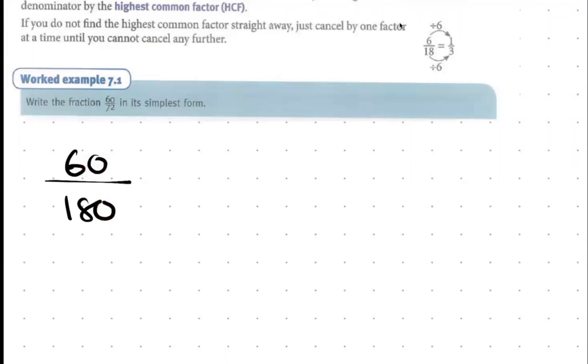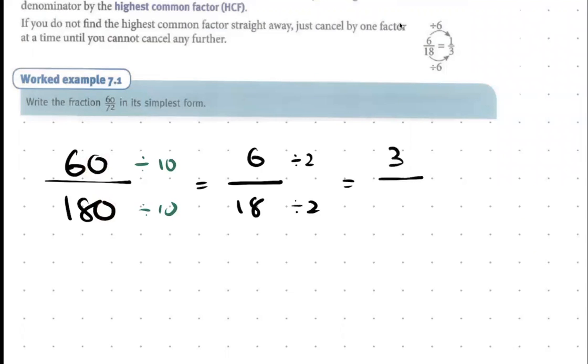So why not I just divide both by 10? It's fine, nothing wrong there. I may not get my simplest form, but I will still progress in that direction. Then 6 over 18, maybe I want to divide it by 2 because I see that both of them are even numbers. I get 3 over 9.